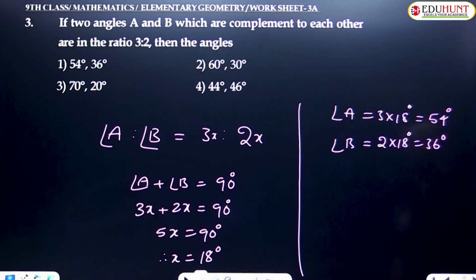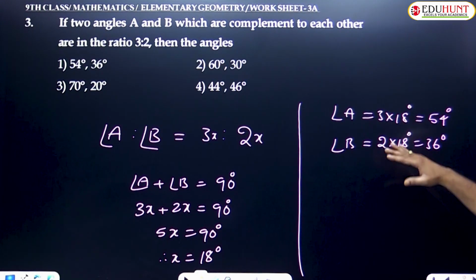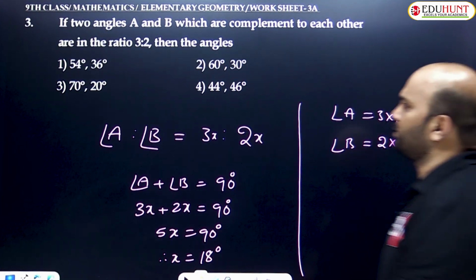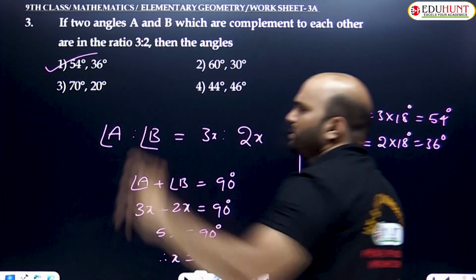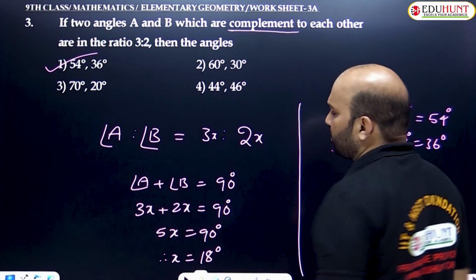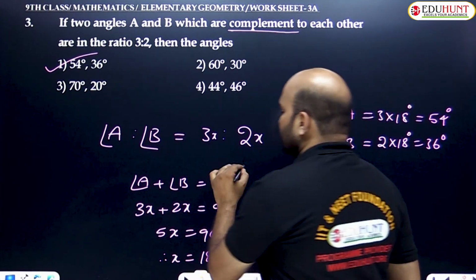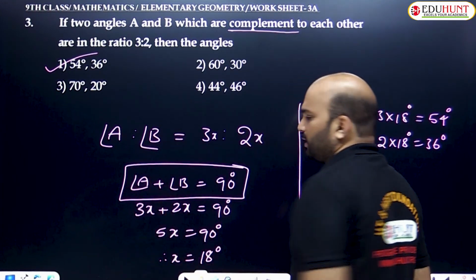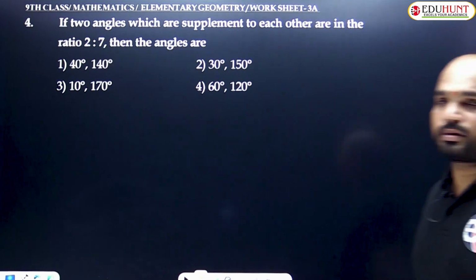But what question am I asking? Then the angles are, with respect to order, 54 and 36 is the right answer. 54 degrees, 36 degrees, option A is the right answer. Am I clear? So in that question, complementary is nothing but the sum of the two angles equals 90. This condition is very important. Am I clear? Right. Let's go to question number 4.